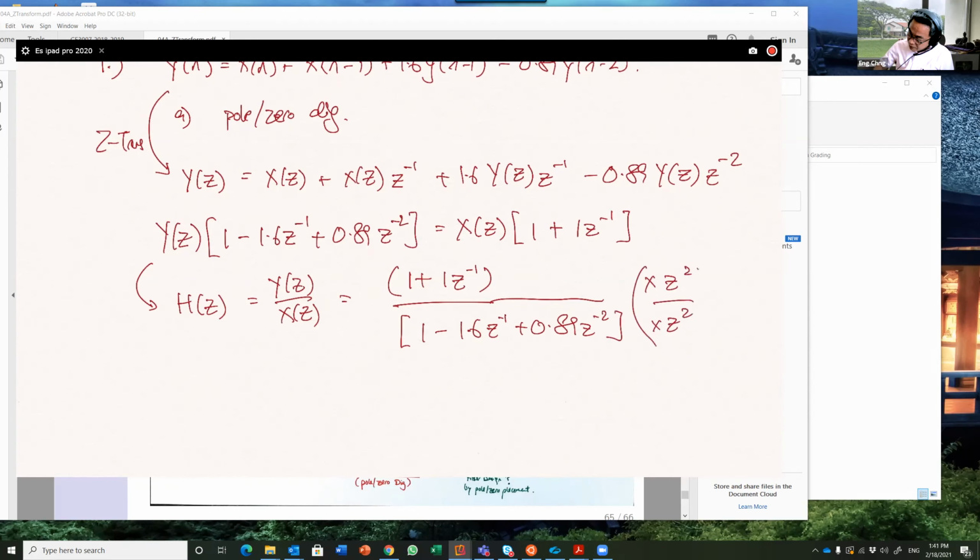So this guy is of course 1. So nothing is changed. And you get z square plus z on the top. And the bottom is z square minus 1.6z plus 0.89.